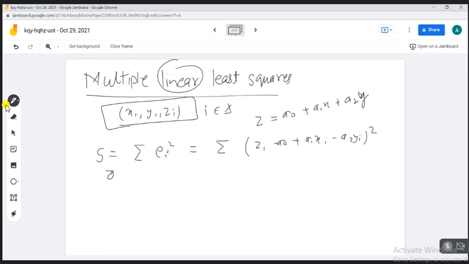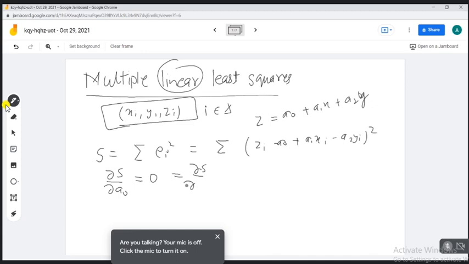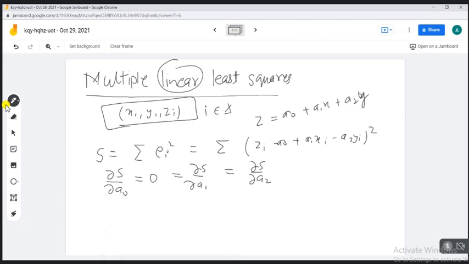To minimize, we'll use the same trick which we did earlier. We are going to put this derivative to 0, this one to 0, and the derivative with respect to a2 should also be 0. After calculating all these and solving, we will get three equations in a0, a1, a2. So what are those equations?